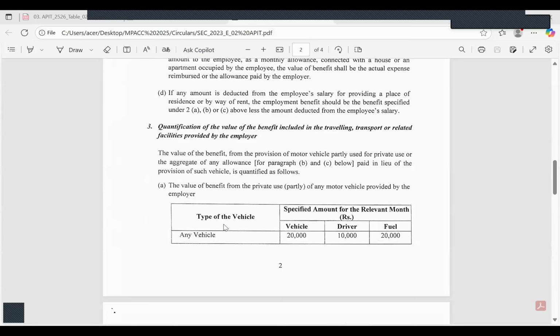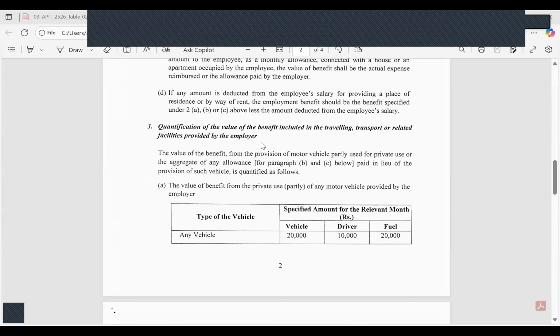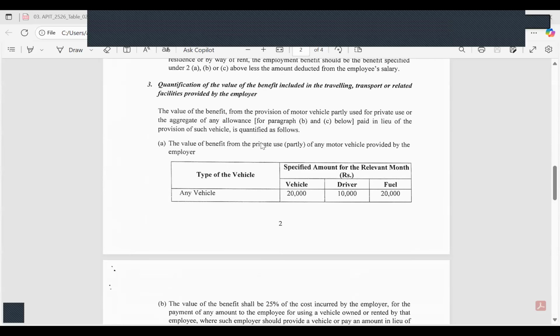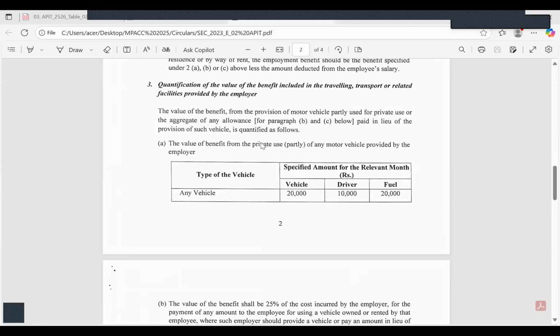Then we are moving to the vehicle benefit. Quantification of value of benefit, including in traveling, transport, or related facilities provided by the employer. So now we are moving to the vehicle benefit. That means in most cases, sometimes we are receiving vehicle benefit, not the housing benefit.